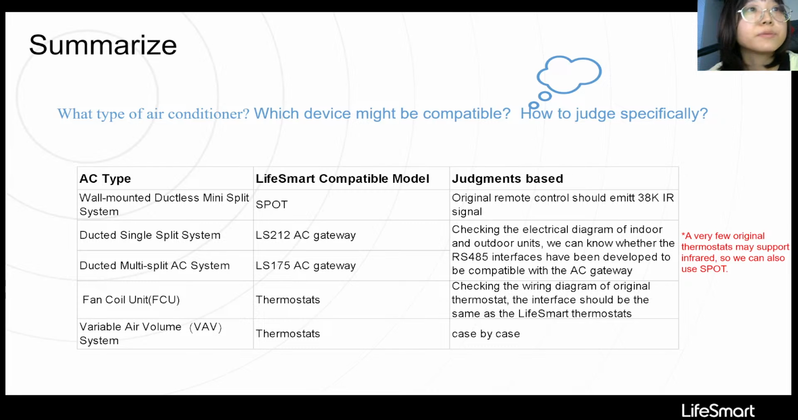And the fifth type, the variable air volume system. In the example I shared in the slide, the Nature Mini Pro thermostat can be compatible with a third-party actuator damper. But for more projects, if you meet a user's home with the VAV system, we can discuss it case by case.